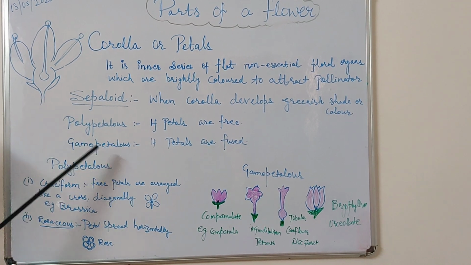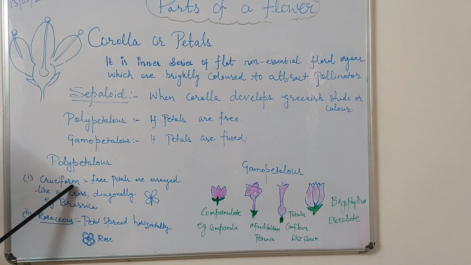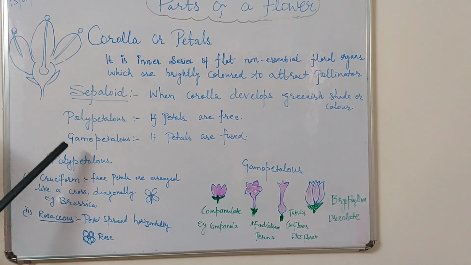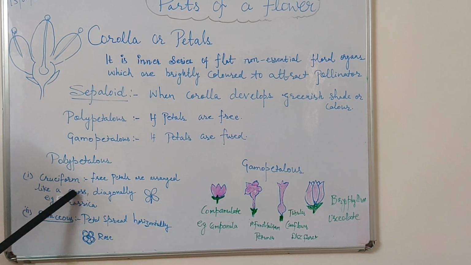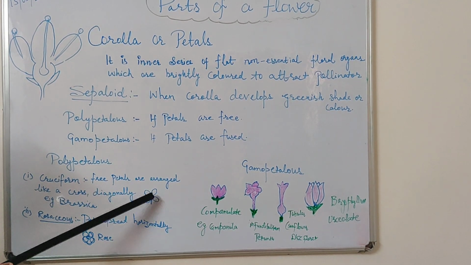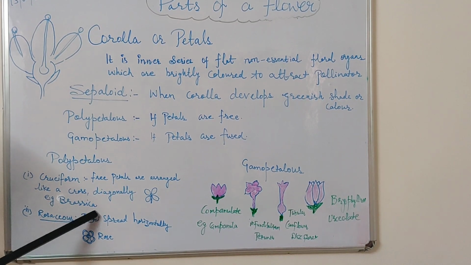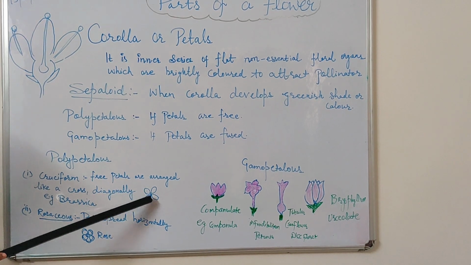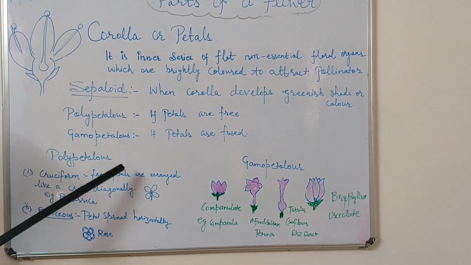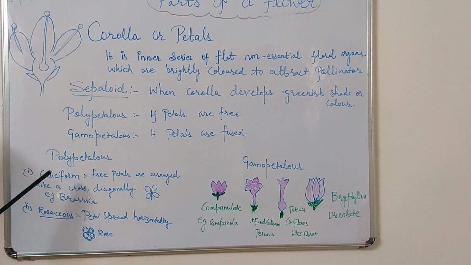Polypetalous forms are there. Number one, cruciform. In this case petals are free, but how are they arranged? They are arranged like a cross, diagonally. You can see this arrangement in brassica flower, that is sarso, mustard. So petals are arranged like a cross in a diagonal manner.